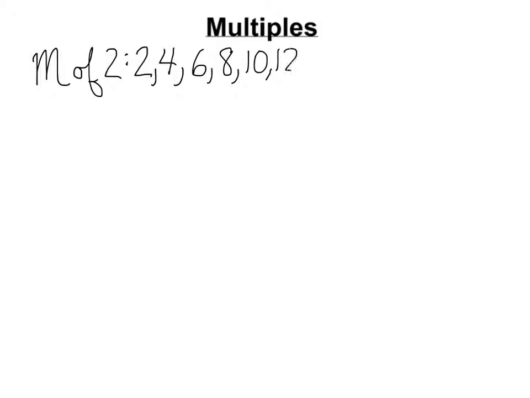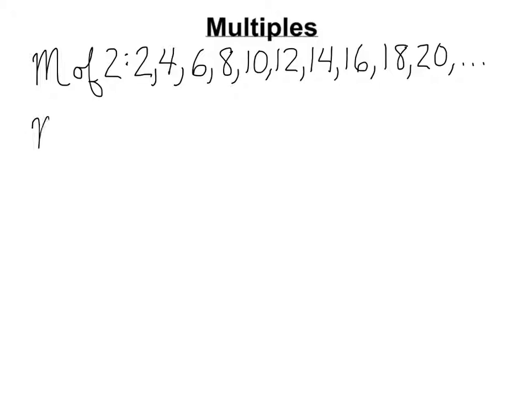Sixth would be 12. The seventh would be 14. The 8th multiple, 2 times 8, would be 16. The 9th would be 18. And the 10th would be 20. And this will go on and on and on forever.